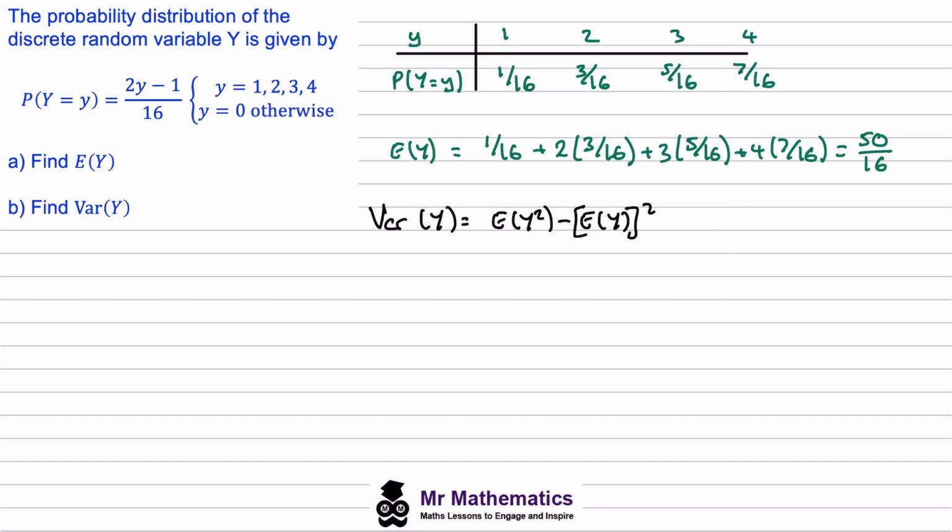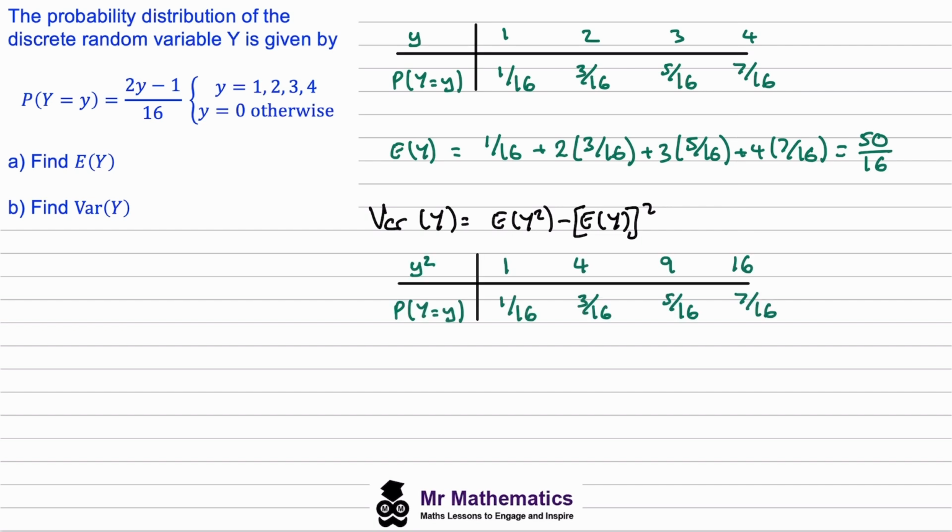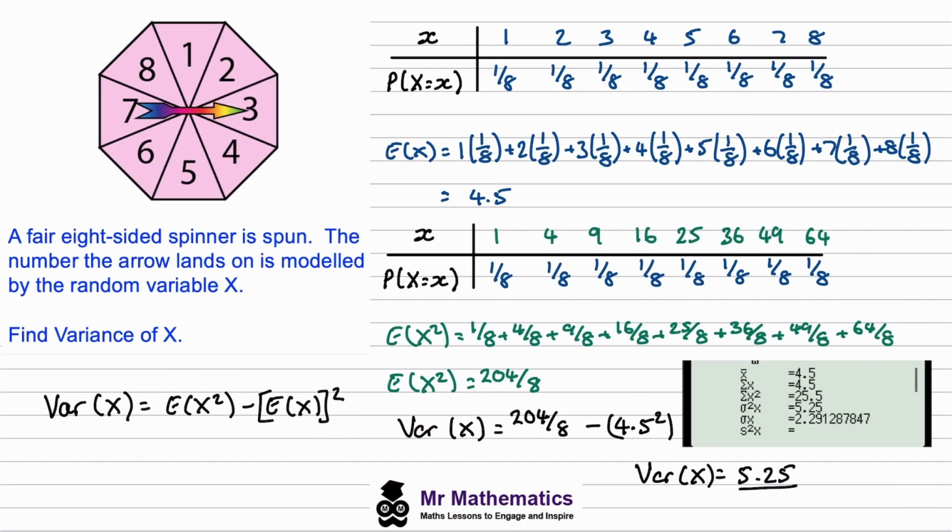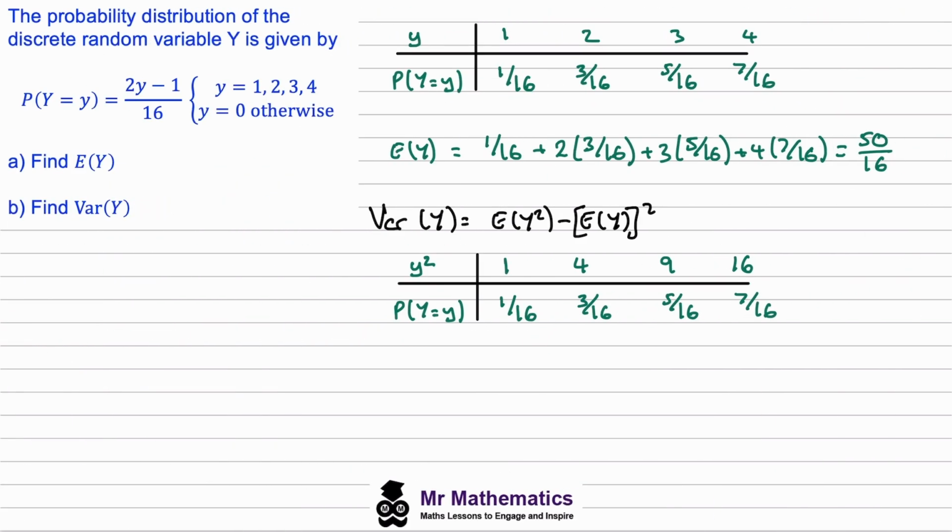So we'll square each of these values of y. And I just realised, in my previous example, I should have squared this value of x. And this should have been x squared. Carrying on. So now the expected value of y squared, we'll find the product of each of these, and then we'll add them together. And we get the expected value of y squared to be 170/16.